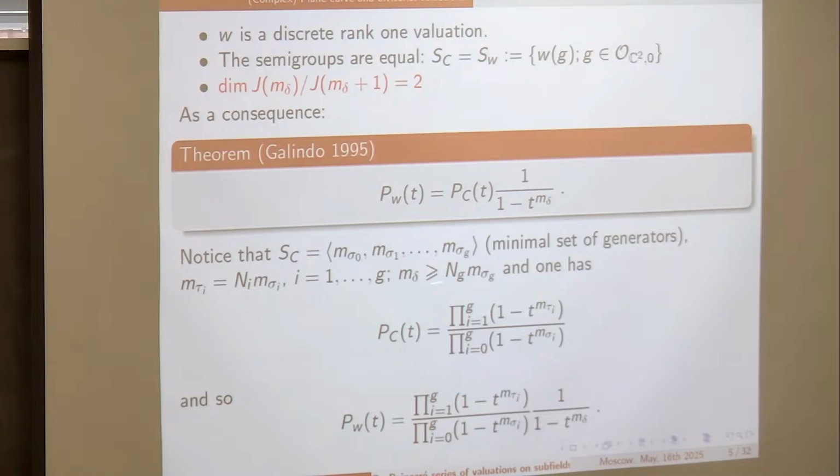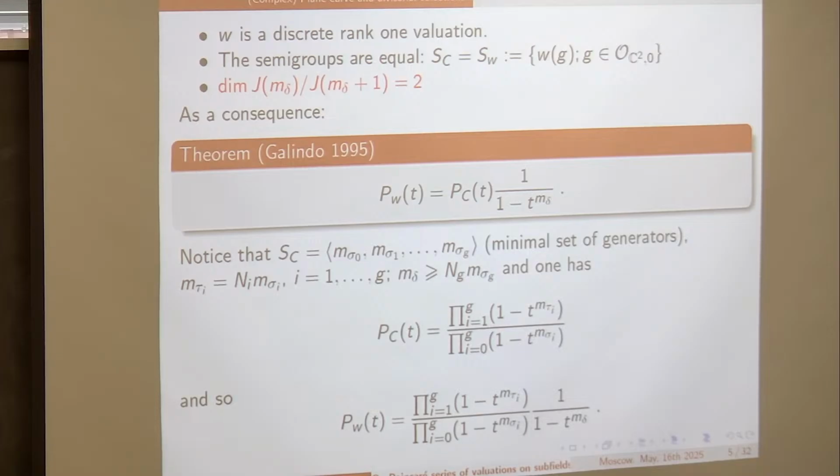And there are some relations. I don't want to explain very well why the relations are important, but they are numerical relations between the values in the sigmas and the values in the taus. And one has this formula to compute the Poincaré series for the curve. It is easy and involves only the taus, which are here, and the sigmas, which are here.